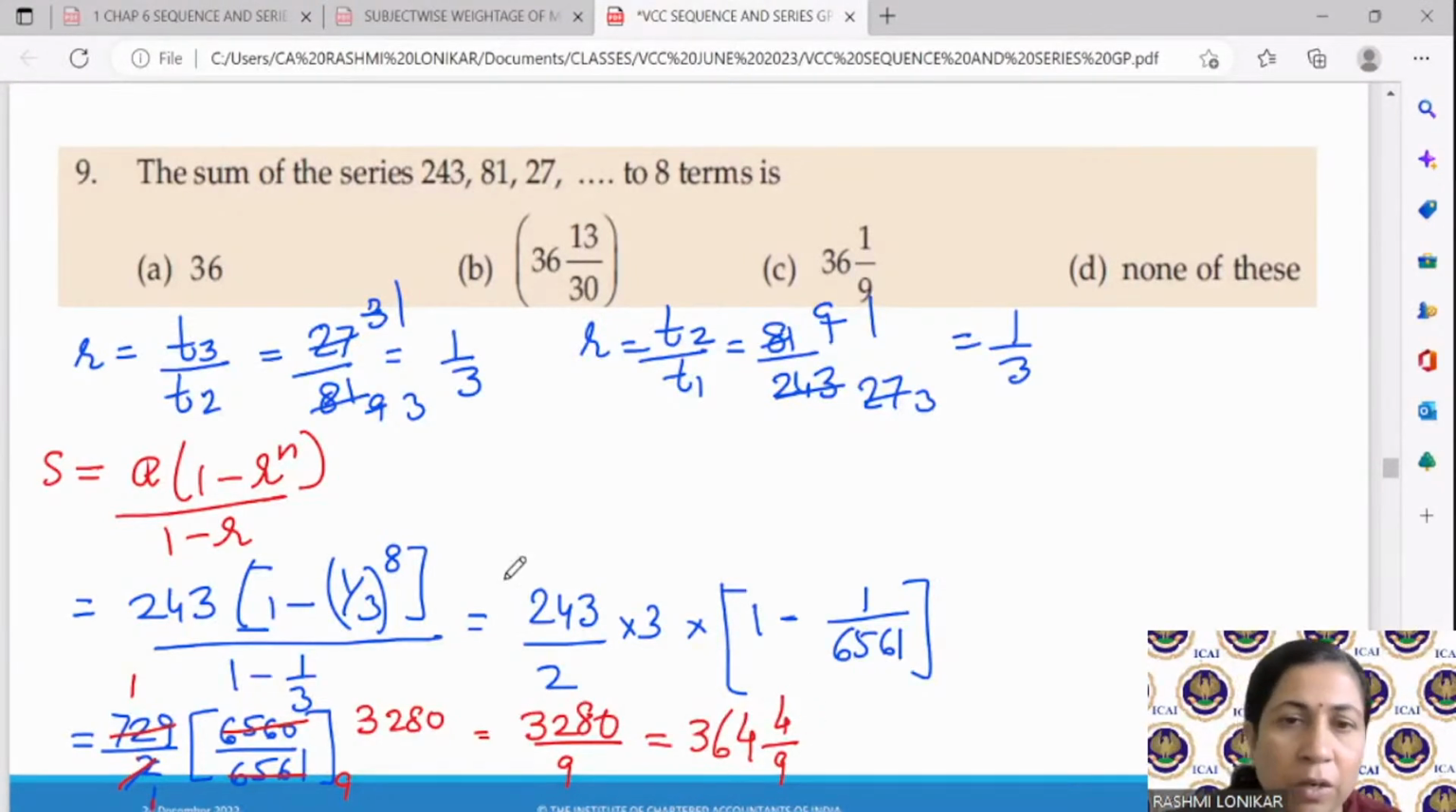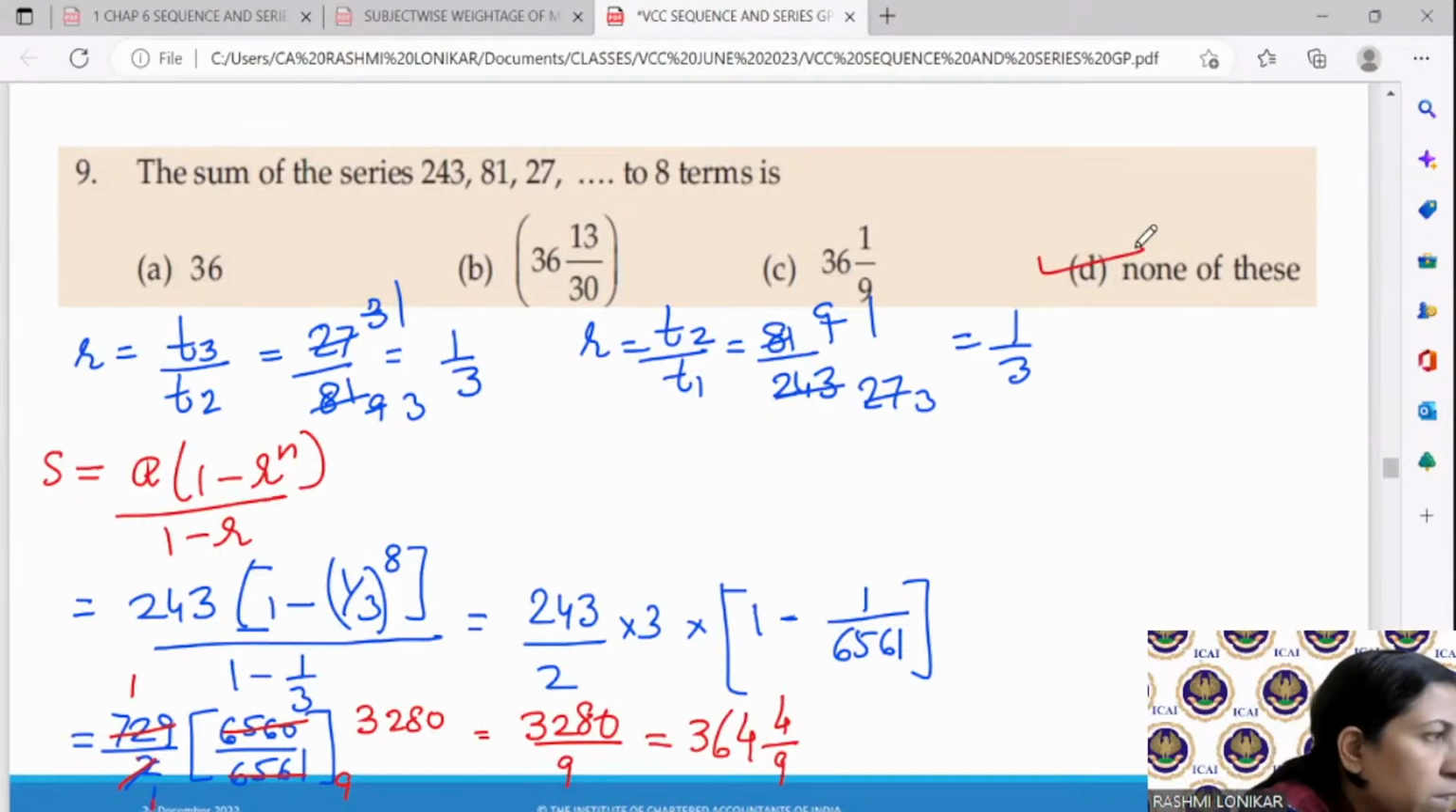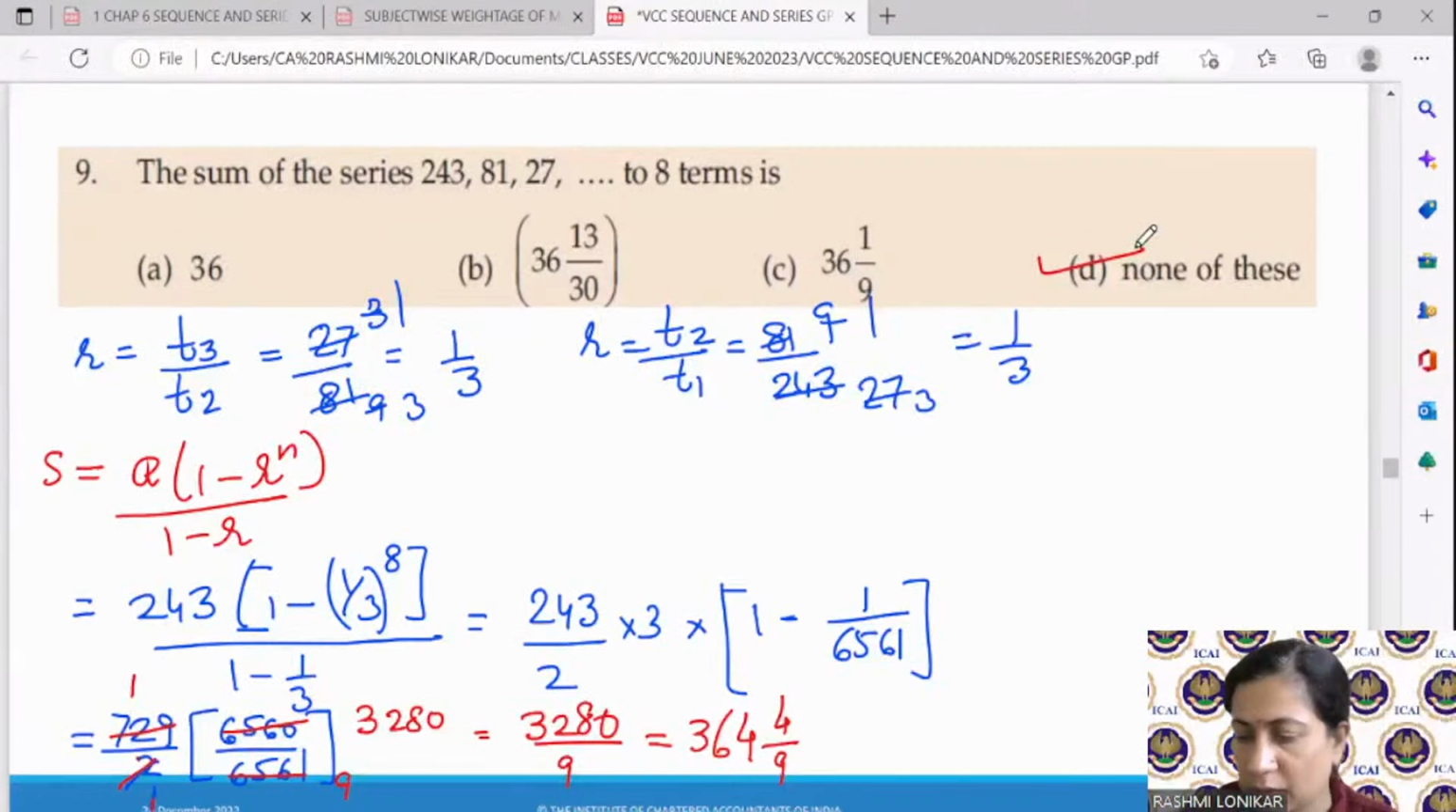Okay. Do I have this in the options? This is 3641 by 9. No, this is a big number. So none of these will be the correct answer. Let me just check. Do I have none of these? Yes, D, none of these. Okay. Yes, Dimple, D is the correct answer. Okay.